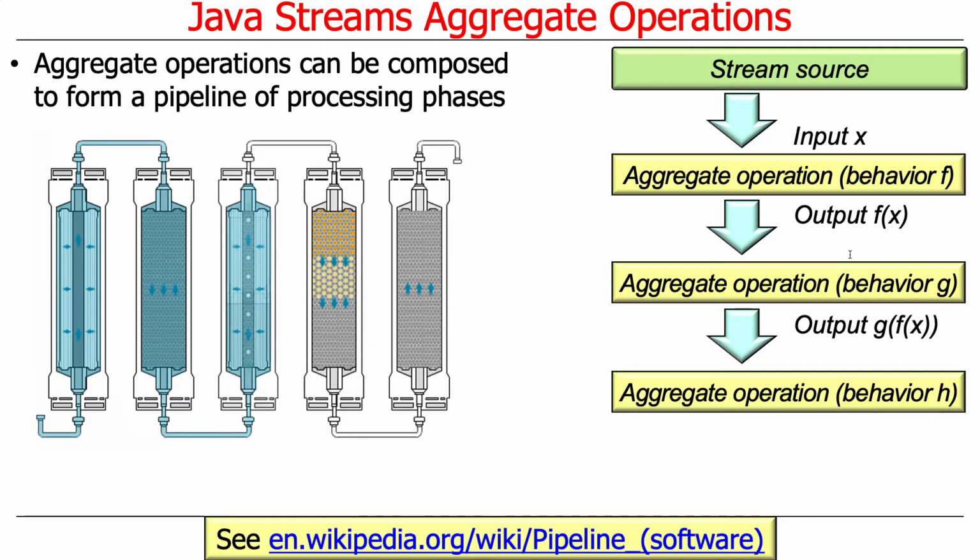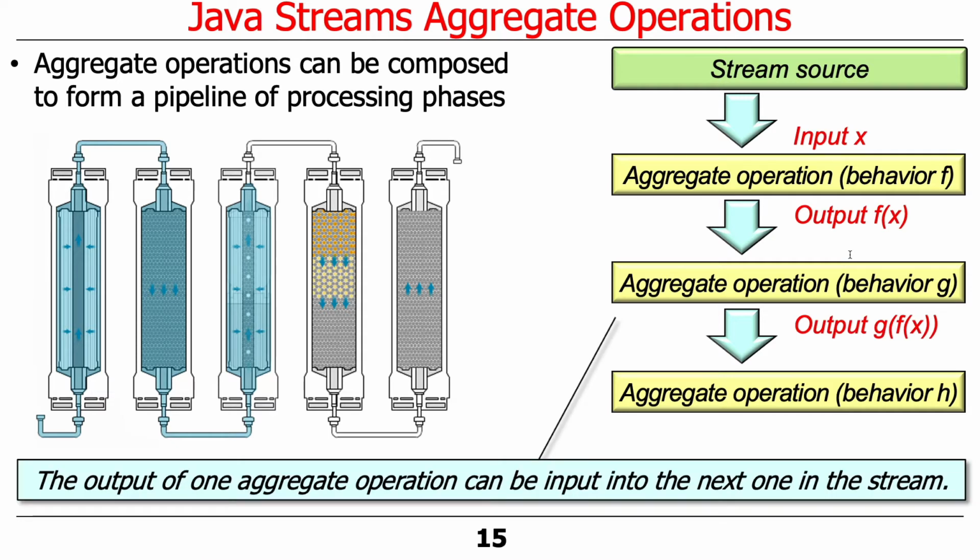You can think about aggregate operations in a stream as forming a pipeline of processing phases that the data flows through. And this is very much like a water filtration system that you might see in a house or in a place of business, where you want to filter out different kinds of impurities as the water flows through the pipes in the system. So another way of saying this is that the output of one aggregate operation becomes the input into the next aggregate operation that's part of this.